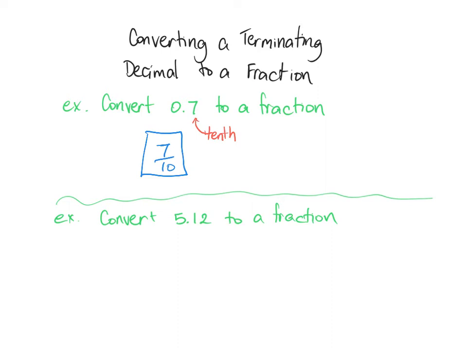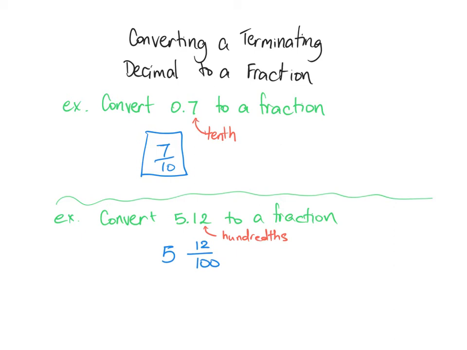All right, so below is a little trickier because now we have a whole number. The whole number just stays the whole number. We still look at the last digit, and what place that last digit is in. And in this case, that last digit is in our hundredths place, which means that our denominator is 100. And we're still going to make our numerator everything that is after the decimal point. So our numerator is 12. And so that's how you convert a terminating decimal to a fraction.